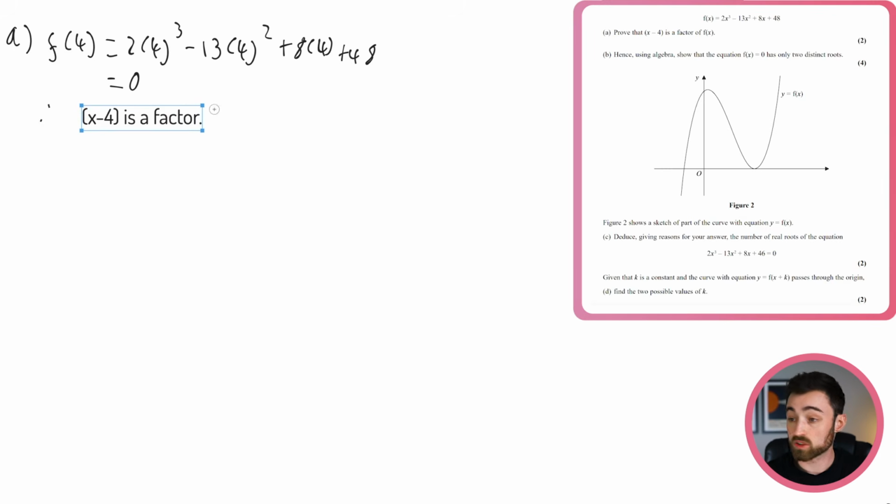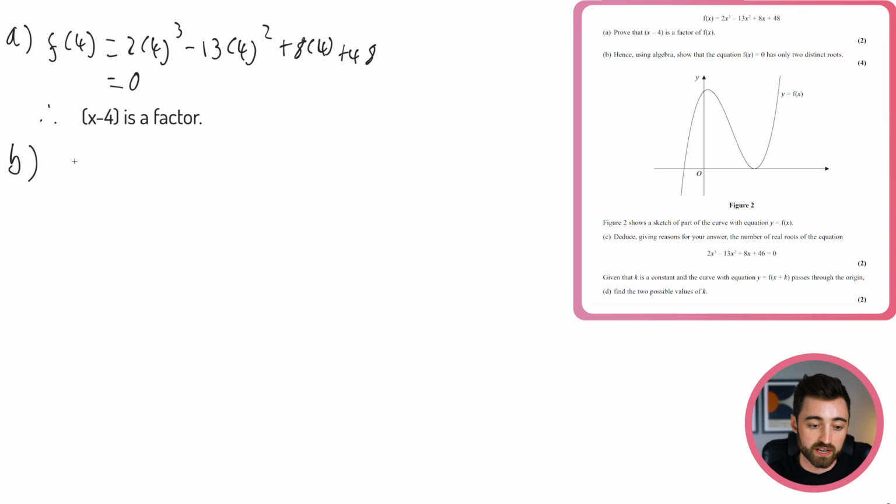Okay, so what does part B say? Hence, using algebra. It's a weird thing to say, using algebra. Show that the equation f of x equals 0 only has two distinct roots. It would be nice if we could fully factorize f of x. So one way to do that is we could do algebraic long division. If I divide x minus 4 into this cubic, I know it goes into it because I've just shown it's a factor.